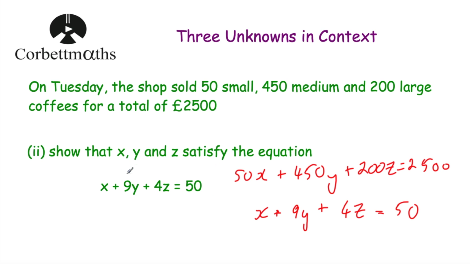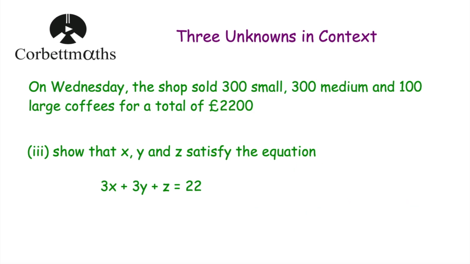So in part 1, we created the first equation. In part 2, we've created the second equation. Now let's have a look at part 3. We've now got Wednesday. That makes sense: Monday, Tuesday, Wednesday. We're then told the shop sells 300 small coffees, 300 medium coffees and 100 large coffees for a total of £2,200.